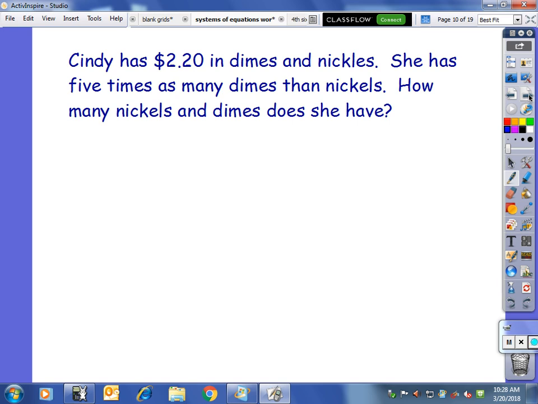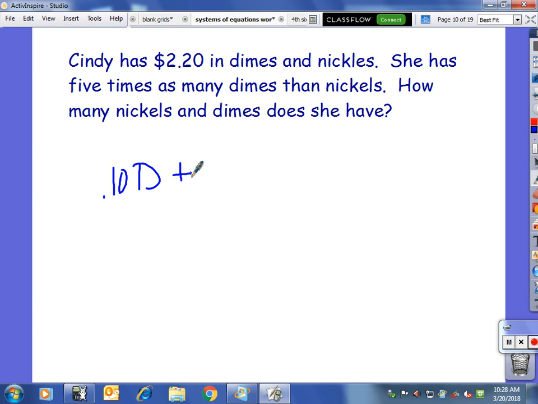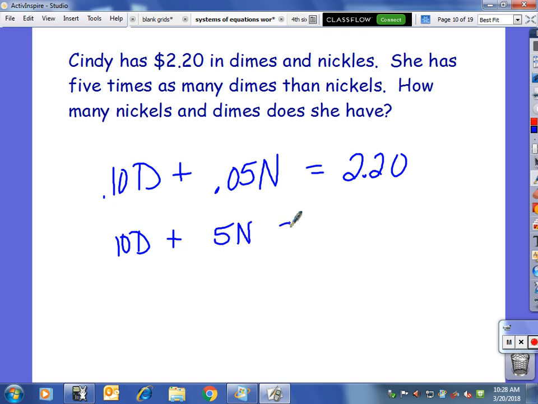Not just D plus N equals 220. No, 0.10D. The one that's about money has to include the money in there. Plus 0.05N equals 2.20. And when I go to solve it, I would absolutely make those whole numbers. 10D plus 5N equals 220. Okay, so that's the money equation.